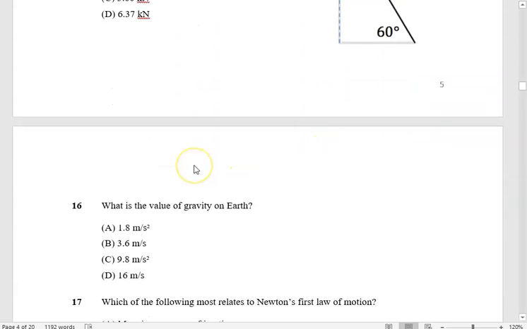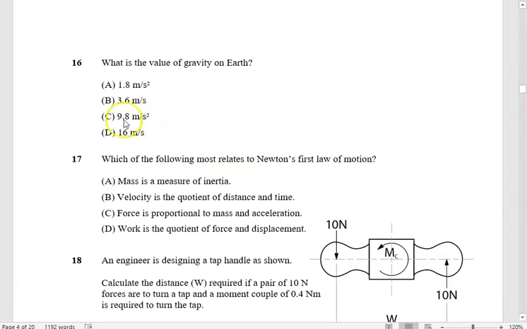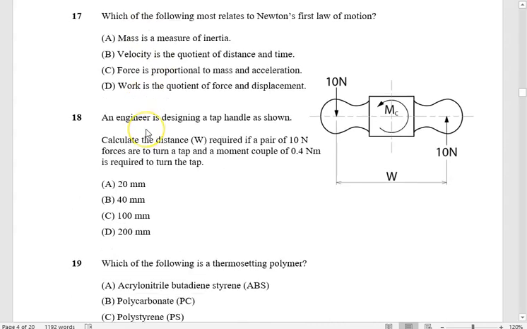Kids are saying C. Okay, the value of gravity on Earth is, Alicia would tell you, I keep on falling at 9.8 meters per second squared. I'm rushing this and my throat hurts, so I didn't do the song justice. Okay, which of the following relates to the first law? Mass is a measure of inertia. I had to adjust that at the start of the exam because I wasn't entirely happy with it, but it's the one that most relates.